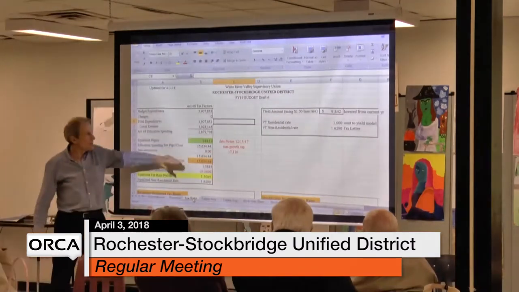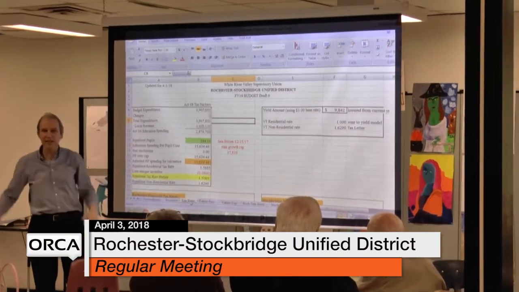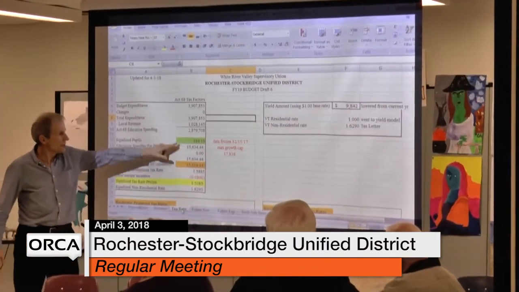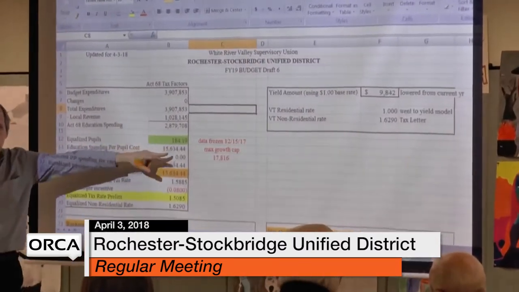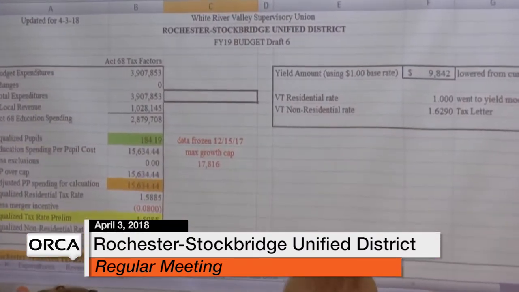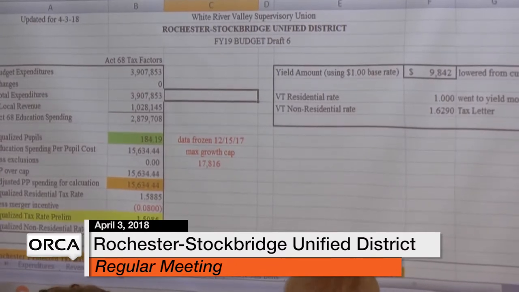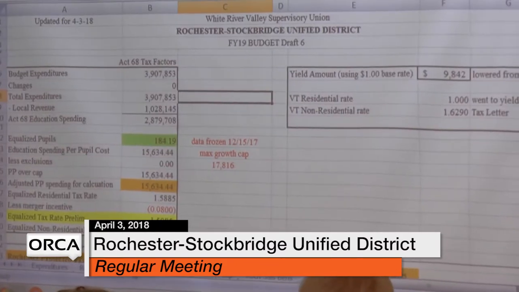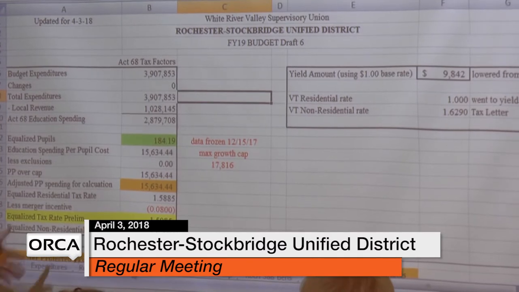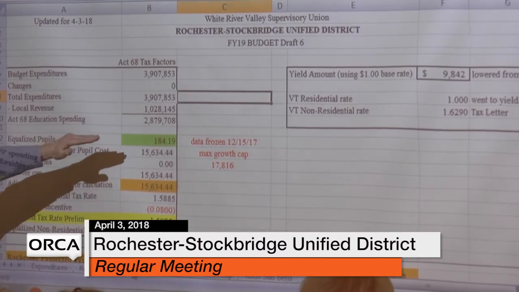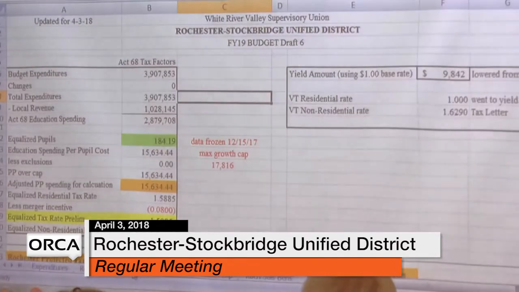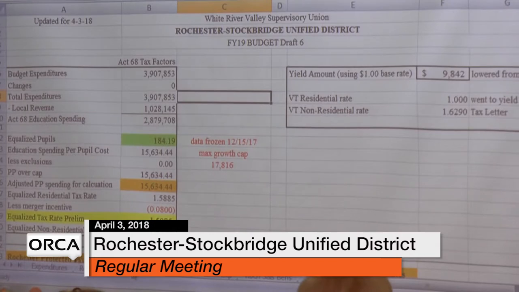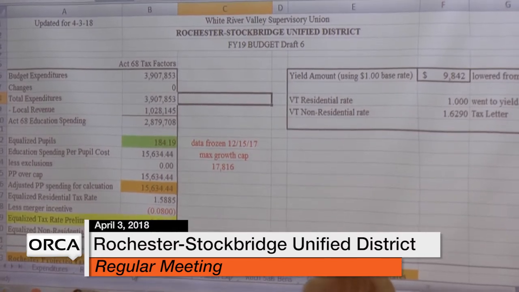When we get the total amount of, you might say, net costs, we then divide that by the equalized pupils, so we get a pupil cost, which is a term which has very specific meaning. If you take everything that we spend and divide by all the students, that's not the same as this. This is a very nuanced expression within education finance in Vermont that is used solely for the purpose of calculating tax rates.